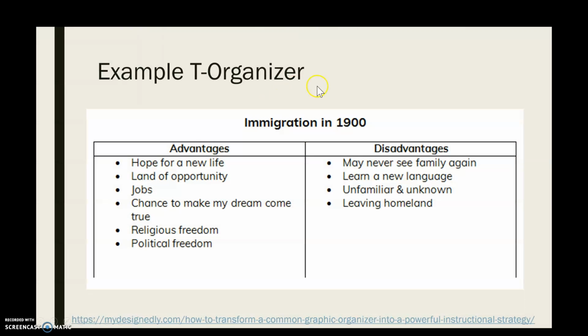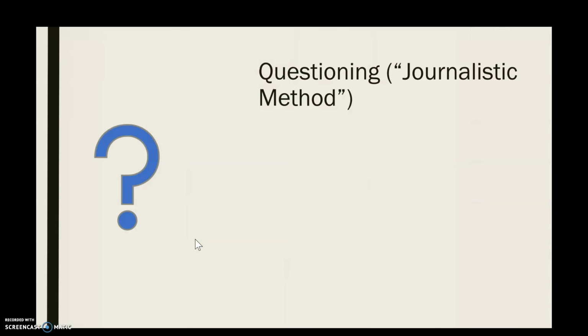So here's an example T-organizer. The topic is immigration in 1900, and I took it from here. The advantages were these: hope for a new life, chance of land of opportunity, jobs, religious and political freedom. And then the disadvantages were that the individual might not ever see their family again, they need to learn a new language, the land is unfamiliar and unknown, and they're leaving their homeland. So you can see that there's advantages, disadvantages, and then the topic at the top. So that's what a T-organizer looks like.